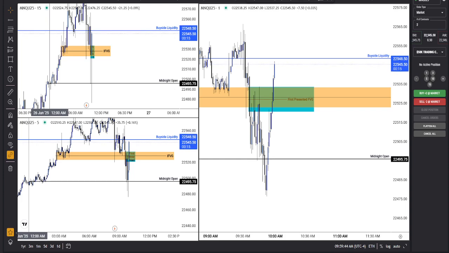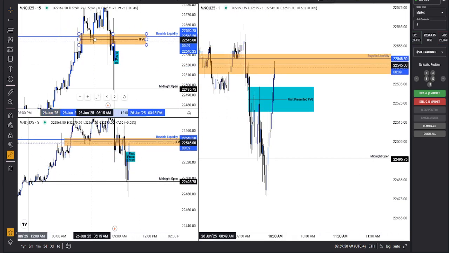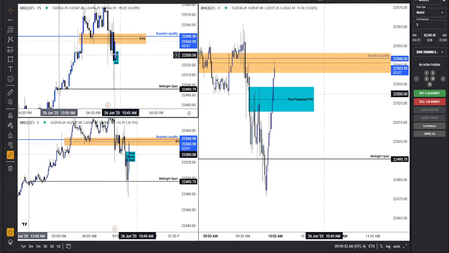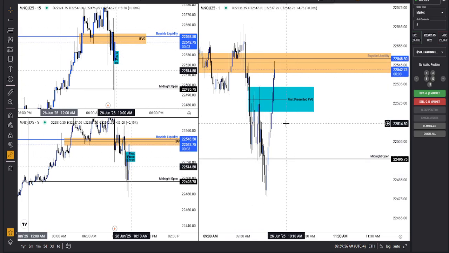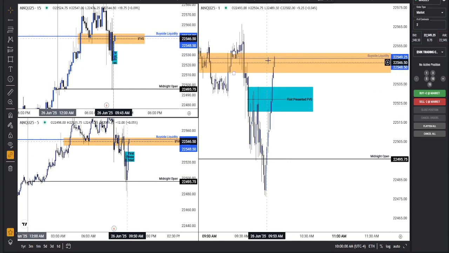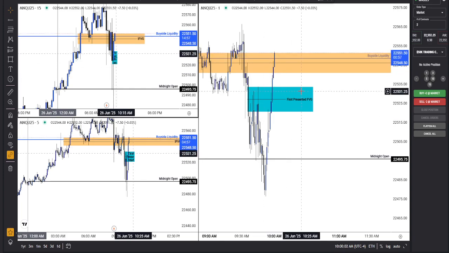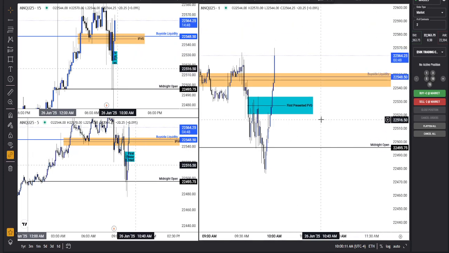We inverted this, the first presented. Oh, did this actually invert? Yeah. This did invert, so I don't know why it's doing this. I feel like this is a fake move. It's going back above the previous day high now. Okay. What is going on?